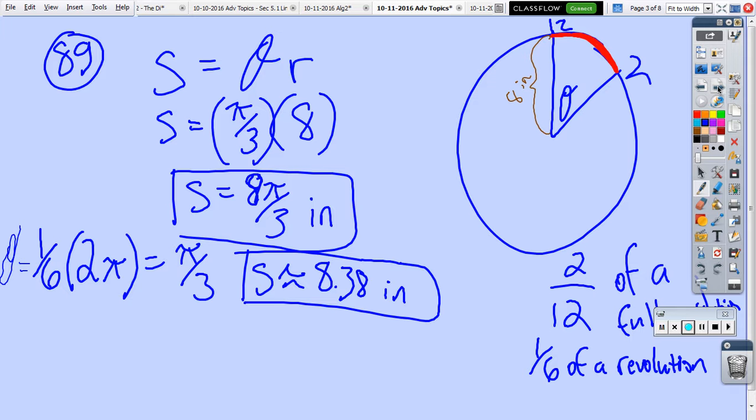Okay, so number 89, for those of you that have your textbook, on page 496. It reads, the minute hand of a clock is 8 inches long and moves from 12 to 2 o'clock. How far does the tip of the minute hand move? Express your answer in terms of pi and then round to 2 decimal places.